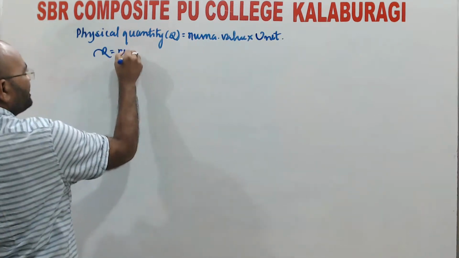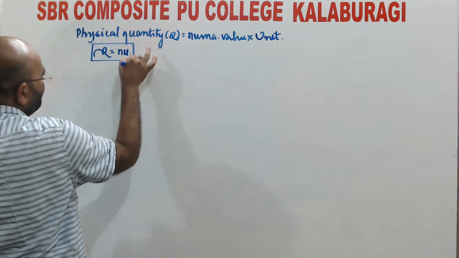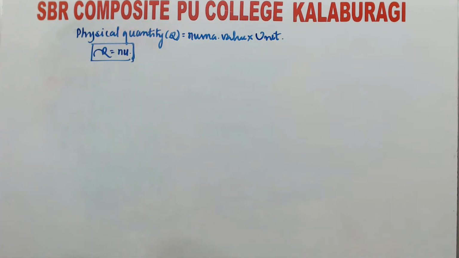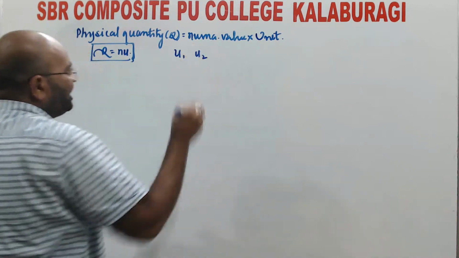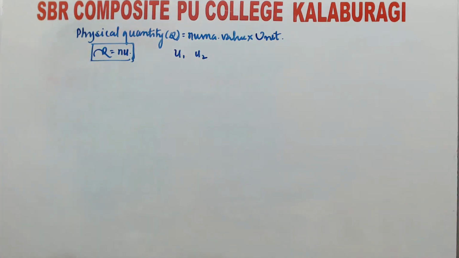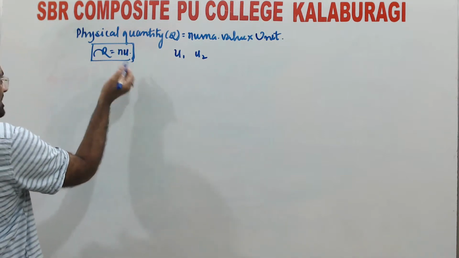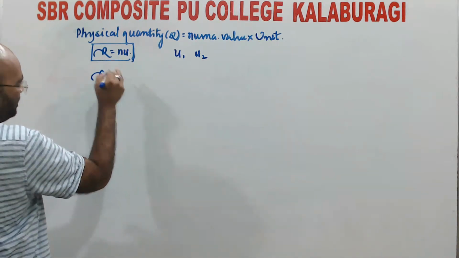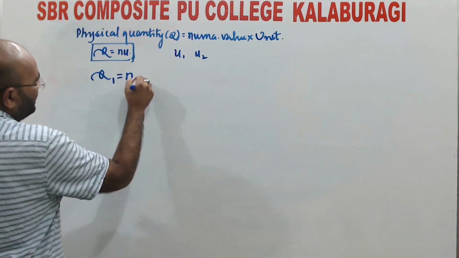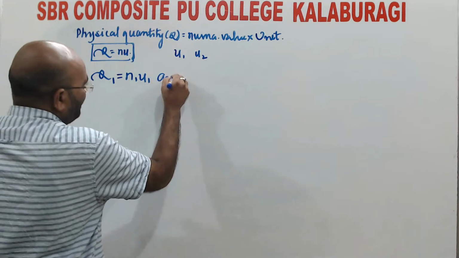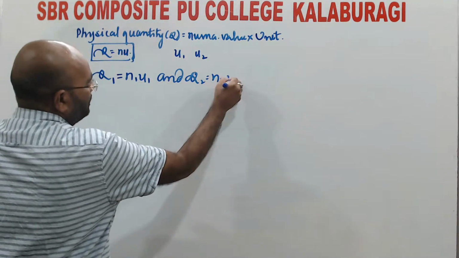Unit is denoted as U. So this is how a physical quantity can be represented. Here U1 and U2 are the two units of a given physical quantity. How can we express this? As I taught earlier, for two similar physical quantities, they can be represented as Q1 is equal to N1 U1 and similarly Q2 is equal to N2 U2.